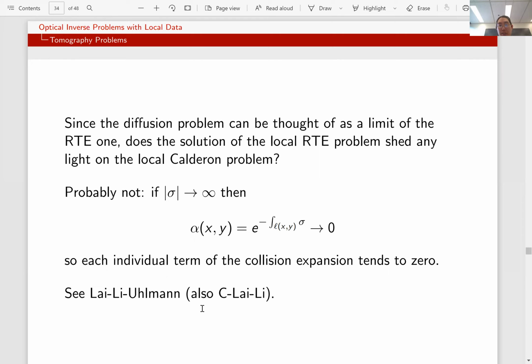But basically the problem is that you're solving the RTE problem by relying on these very singular terms in the collision expansion, and these go away in the limit. So it's possible that there is a way of solving the local RTE problem that carries over to the diffusion problem, but sadly the thing that I've described is not it.